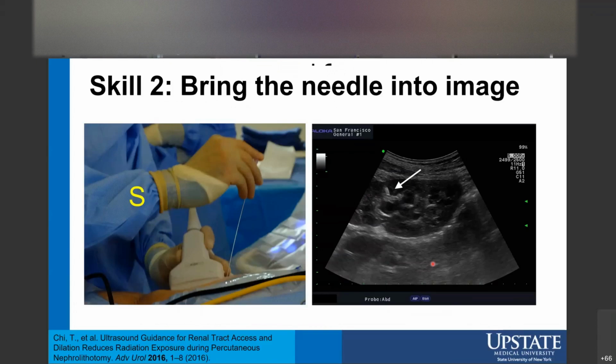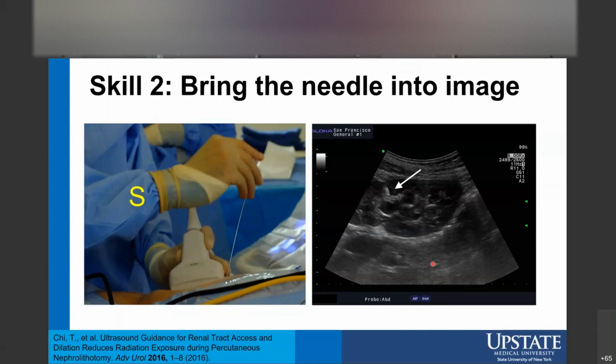So there's a few skills to master. The first skill was getting your image. The second is to bring your image and your needle together. There's two ways to do this. You can either move the probe to the needle, or you can move the needle to the probe. I prefer to keep my probe image exactly where I want it, not move the probe, and then adjust my needle trajectory accordingly. Here, Tom is doing an upper pole access.